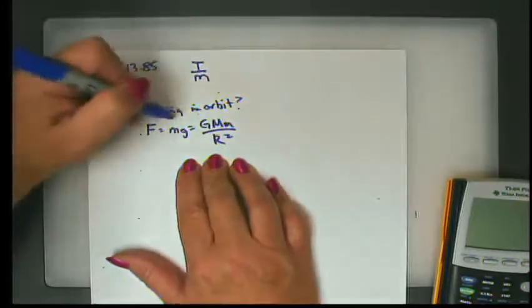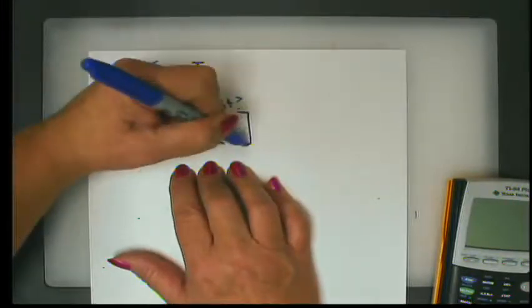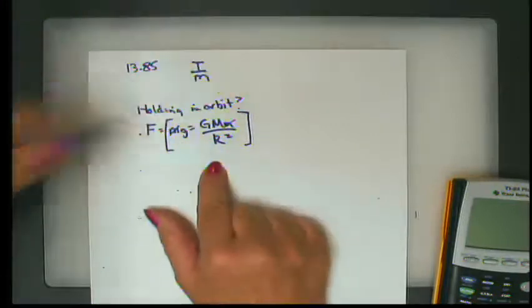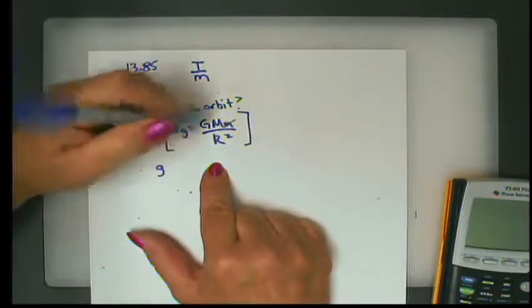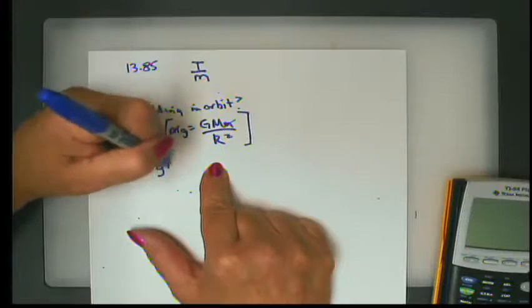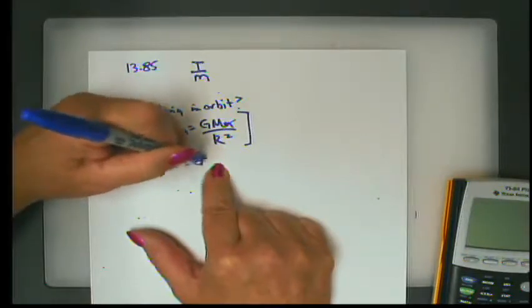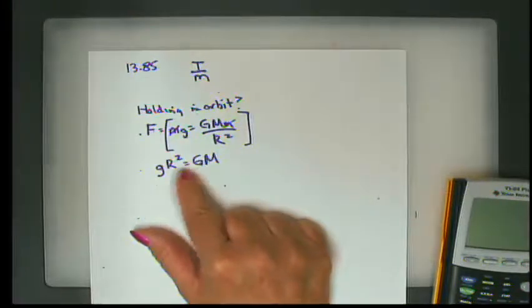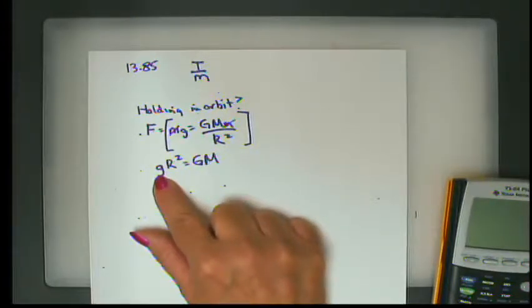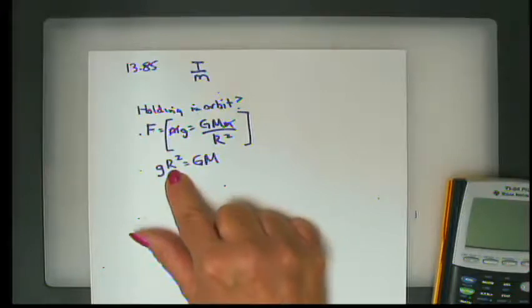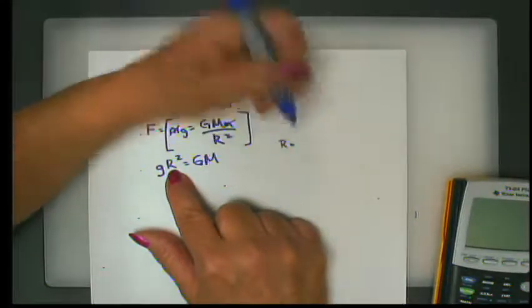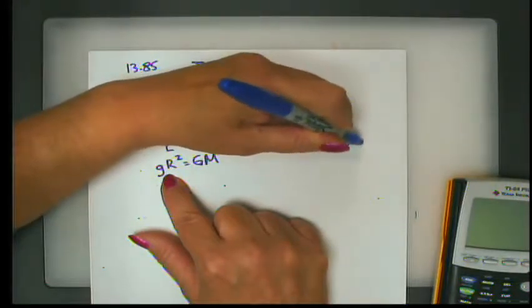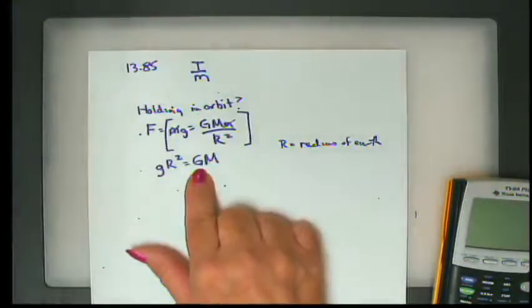So if we just look at this piece of it, as we're just talking about a missile, we can say that g times r squared is equal to G times m. And the reason that we can do that is because we know the value of little g. We also know r, which, since we're on the surface of the Earth, is just the radius of the Earth.